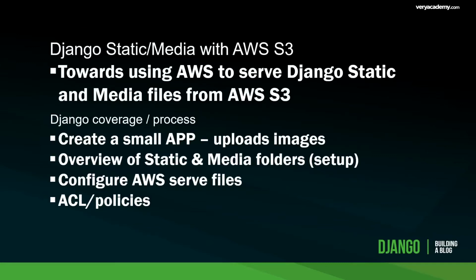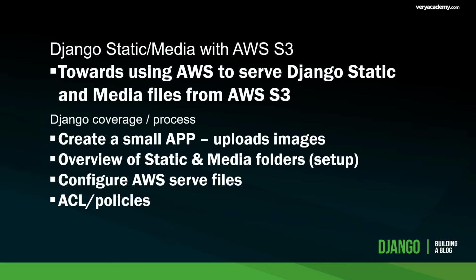So in this one, we're going to be looking at static and media folders. I'm going to give you an overview on how to set up static and media inside of your Django application. And then we're going to configure AWS S3, the simple storage solution from Amazon. And we're going to have our static and media files being served from the AWS service.